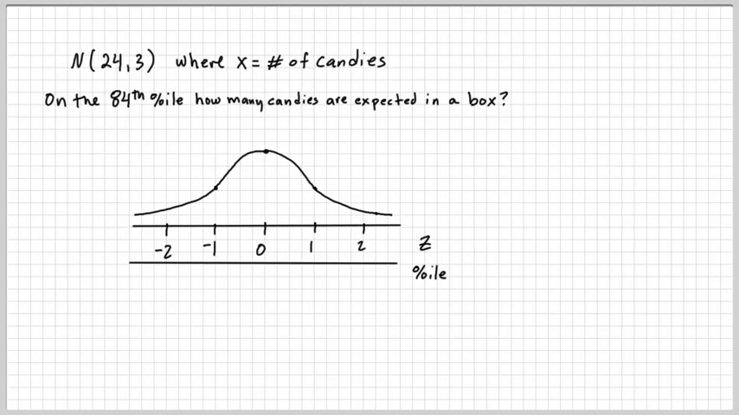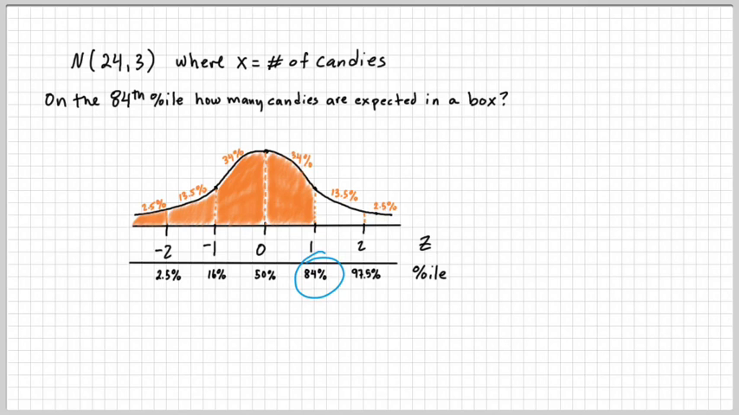So if the box is at the 84th percentile, how many candies are expected in that box? Well, that is going to be straightforward. First of all, let's shade up to the 84th percentile, which is right here. See that? The 84th percentile goes from -infinity all the way up to here. This is important about percentile: you're shading from -infinity to a certain point. In this case, it's going to the first standard deviation, right? 1 standard deviation from the mean.